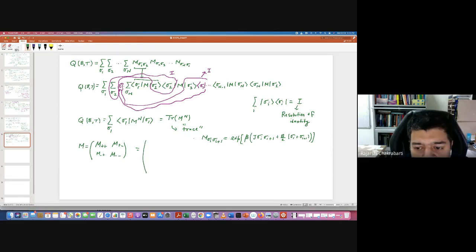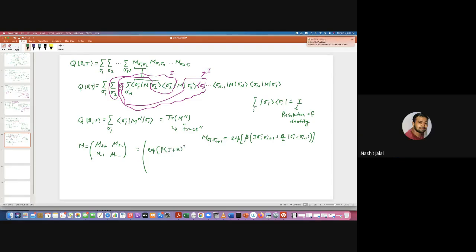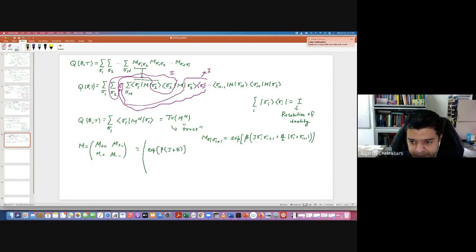Let me write down first. Exponential of beta, the first term is both are spin up, no? So the expression is going to be exponential of beta times J plus B. Are you convinced? The first term. Yes, sir. 1 into 1 is J, and this 1 plus 1 is 2. This 2 and 2 will cancel, so it will give J plus B.